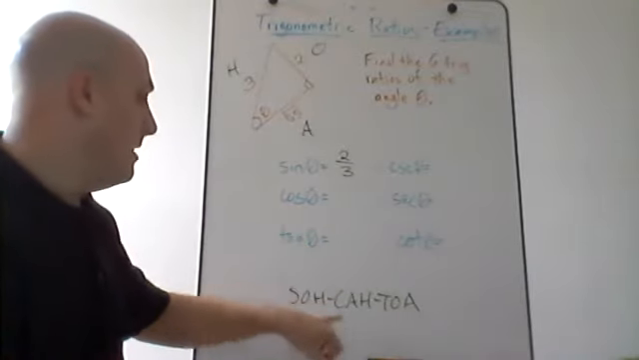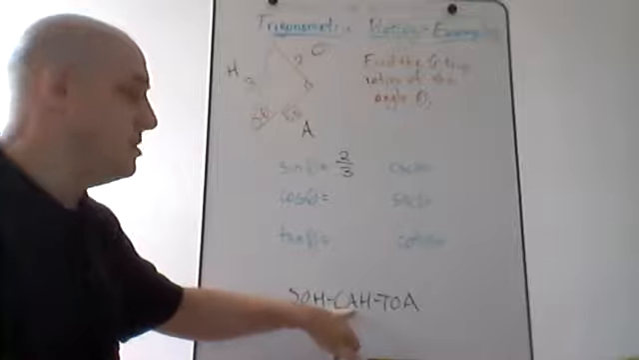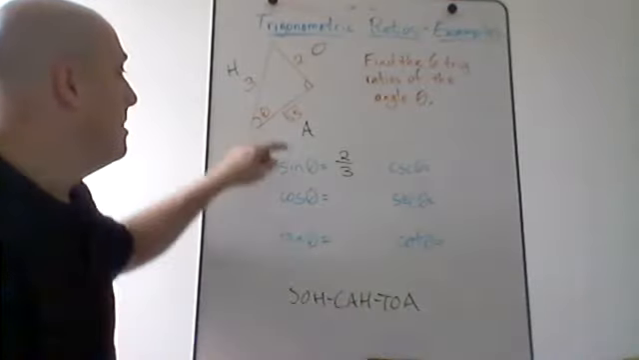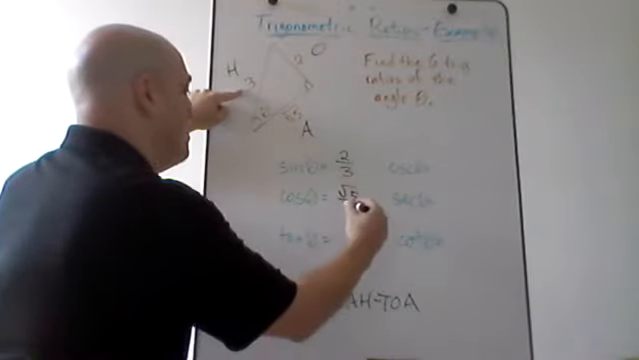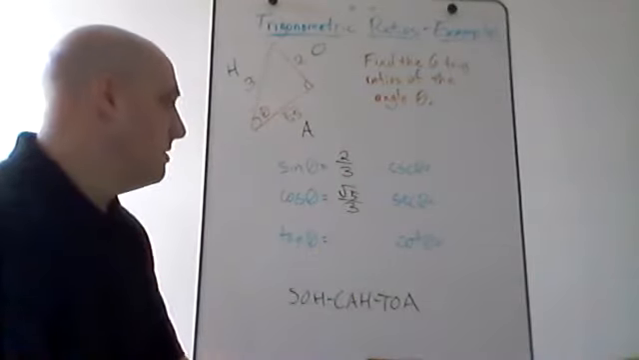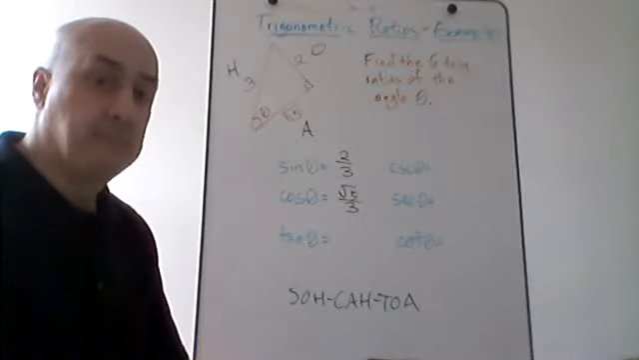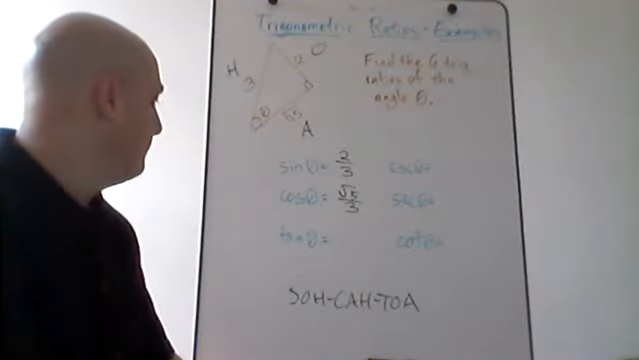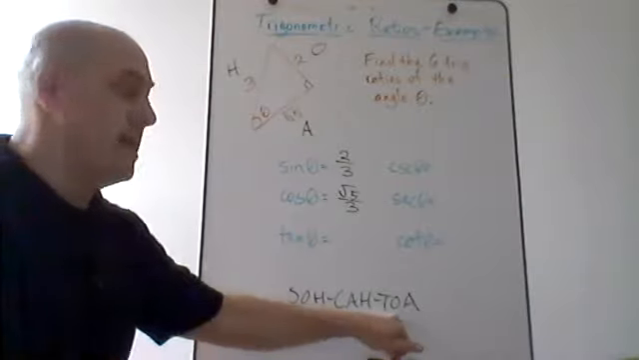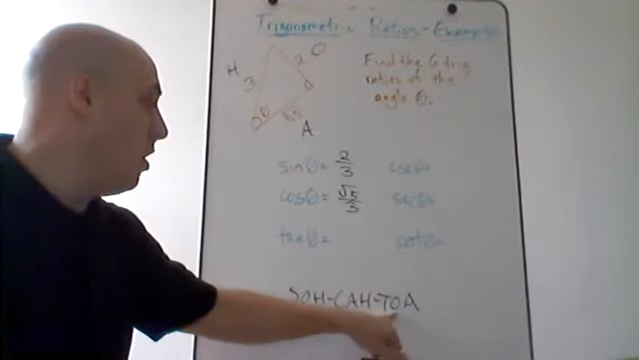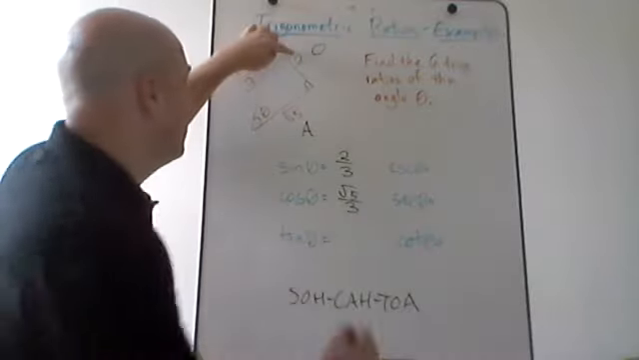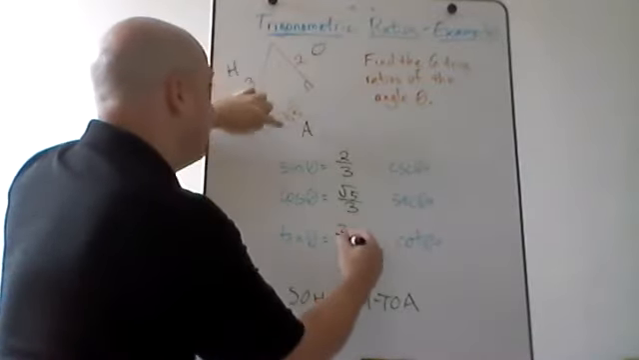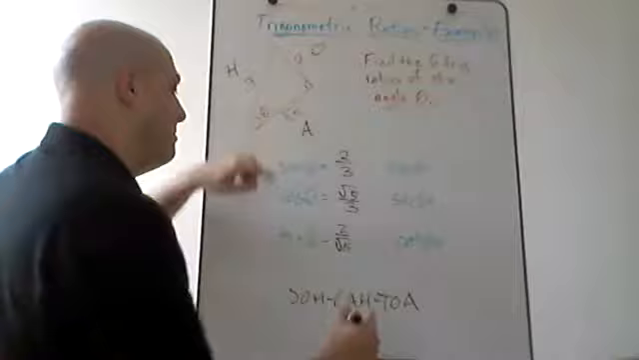Cosine of theta, CAH: cosine is the adjacent over the hypotenuse. So my adjacent side is the square root of 5 over my hypotenuse, which is 3. So cosine of theta equals the square root of 5 over 3. That's it. Tangent of theta, that's my TOA: T for tangent, O is the opposite, A is the adjacent. So tangent is the opposite side, which is 2, over the adjacent side, which is the square root of 5.